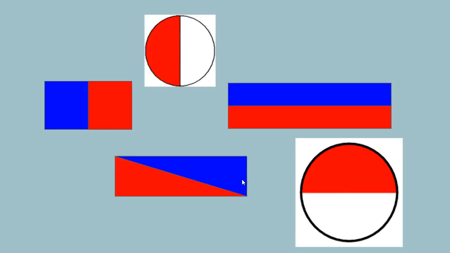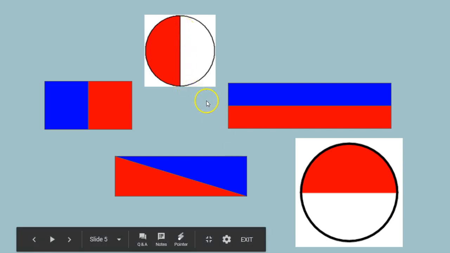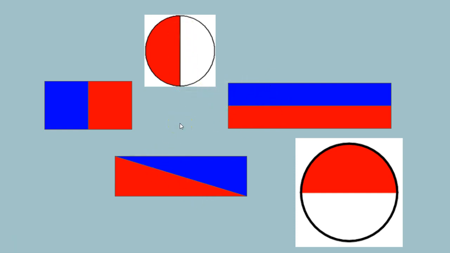Here we have some examples of shapes that have already been cut into halves. There are different ways we can cut a shape into half as long as both pieces are equal. You will see some of the shapes are cut from top to bottom, some are cut from left to right, and some are cut diagonally. It does not matter which direction you cut the shape as long as both pieces are equal in size.